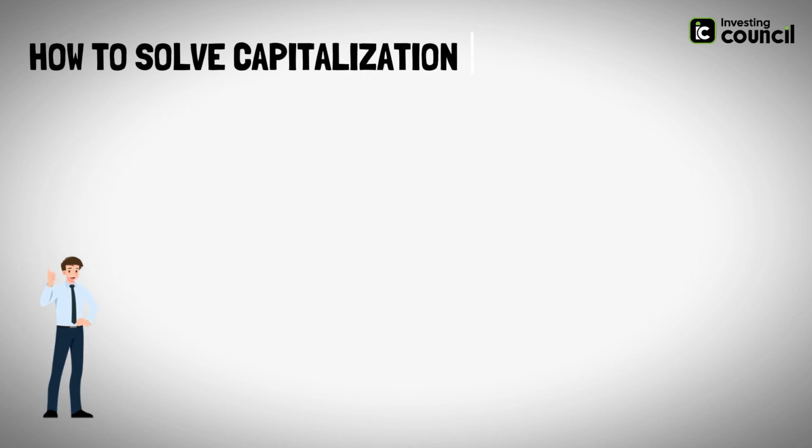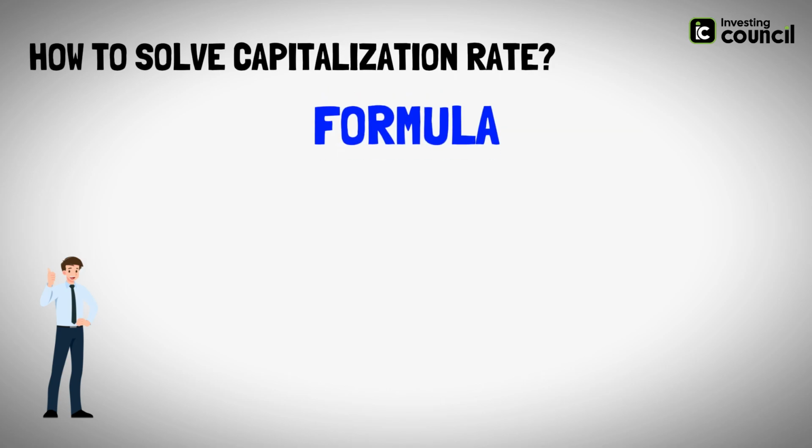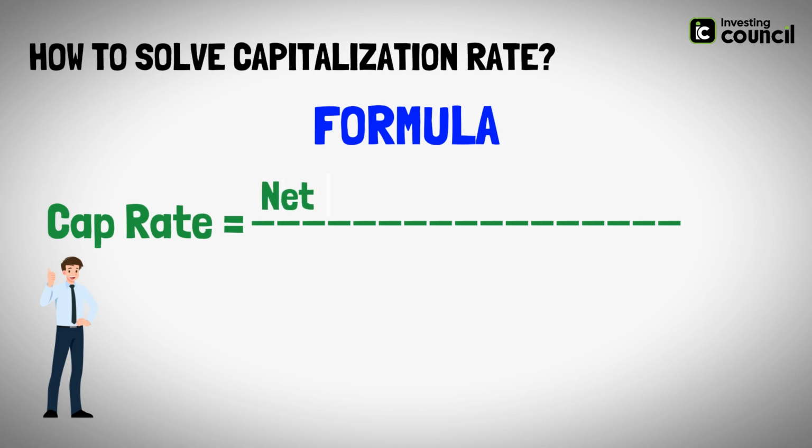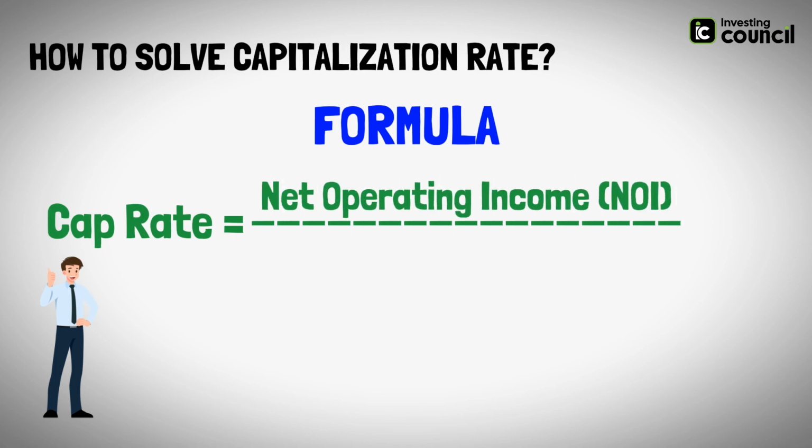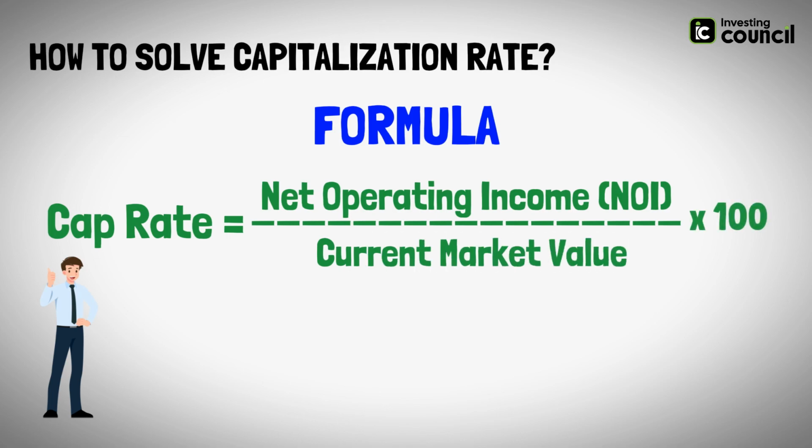So what is the formula for the capitalization rate? There are various methods for calculating the capitalization rate. In the most commonly used formula, the cap rate for a real estate investment is determined by dividing the property's net operating income, NOI, by its current market value. This is the formula. Let's explore a detailed example of calculating the capitalization rate for a commercial property, taking into account a variety of expenses.